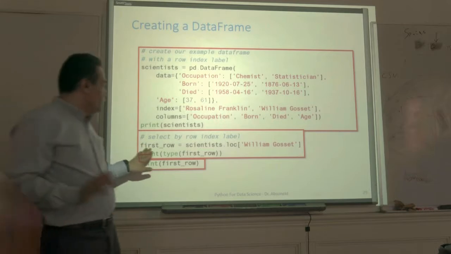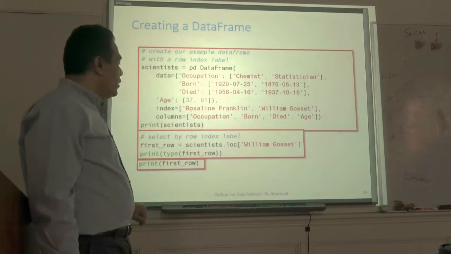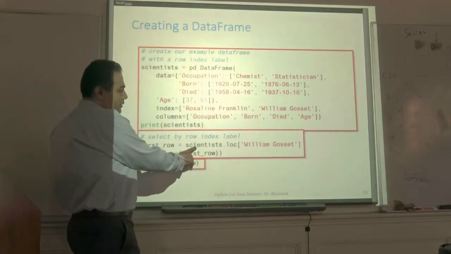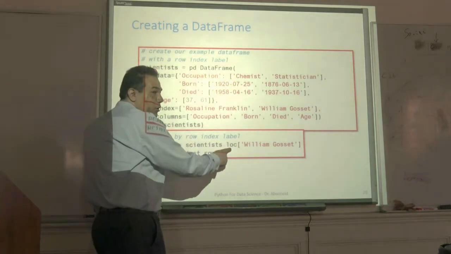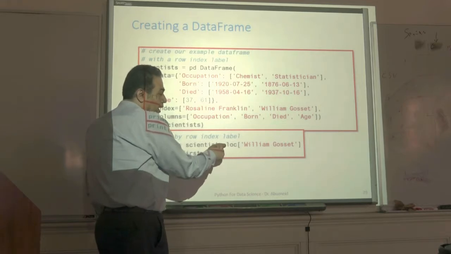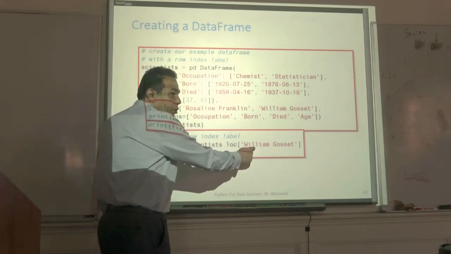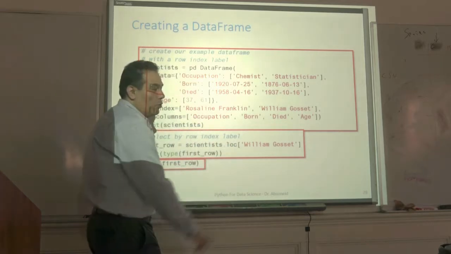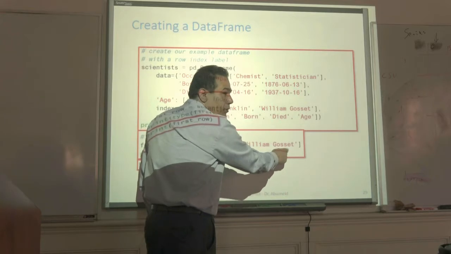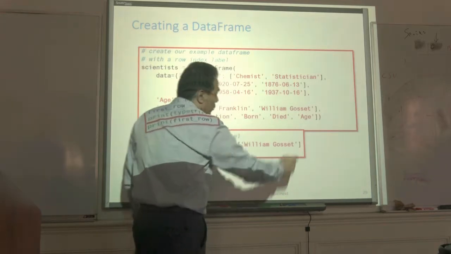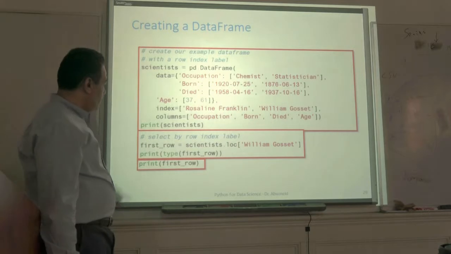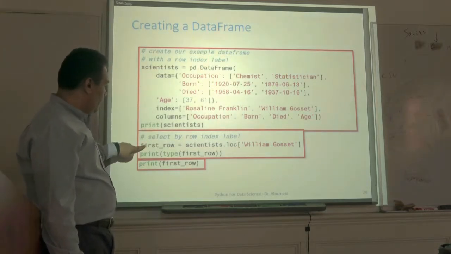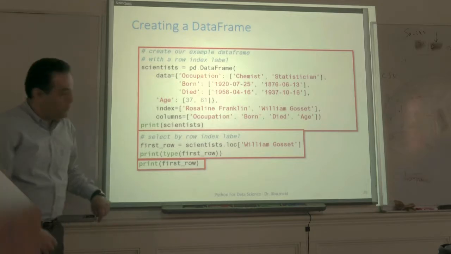In here, I'm printing the location by the label index. So scientist.loc, not iloc. If I put iloc, what should be in here? A number. Okay, so loc, William. How do you read this? Gosset? Everybody knows Gosset? Okay, so when you print it, it will print one record for you.